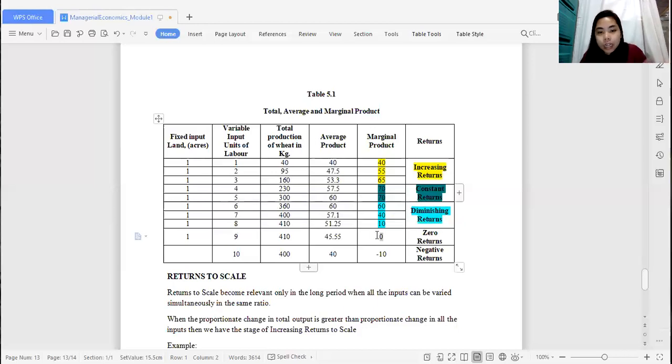So wala na nag-increase ang iyang production, no? Hasta nga dugangan niya pagid. So nag-negative na, nag-decrease na iyang production.